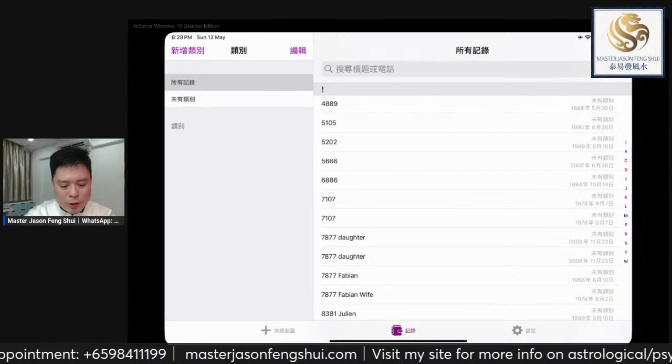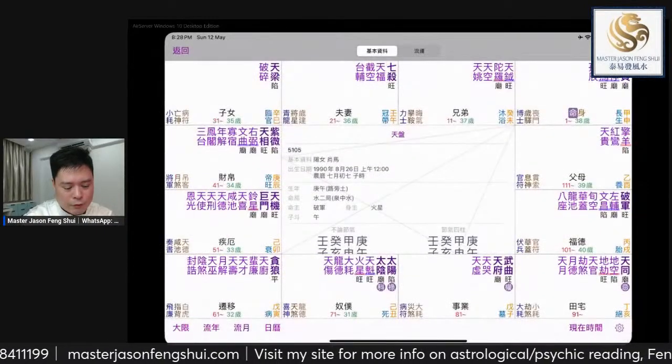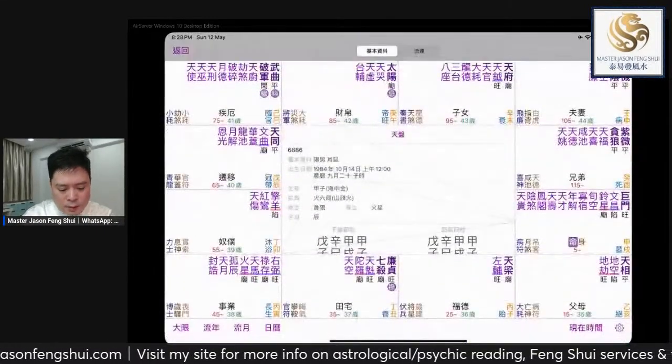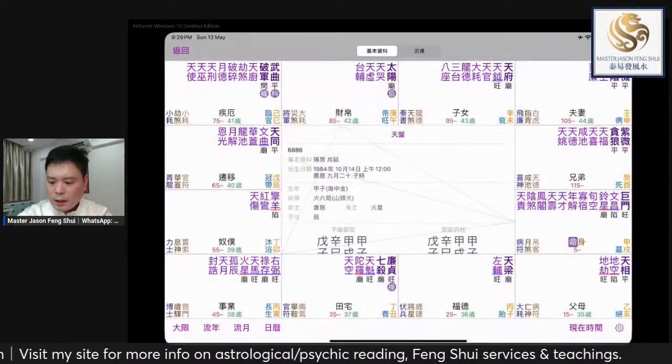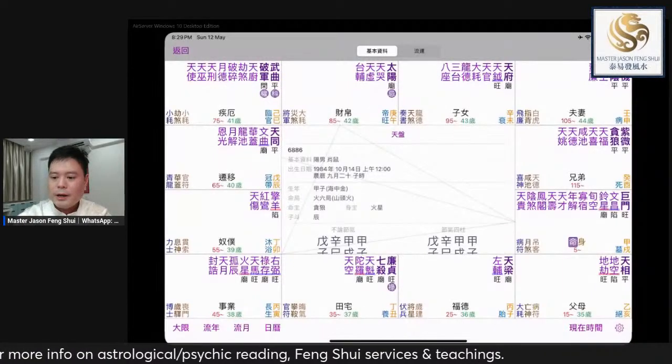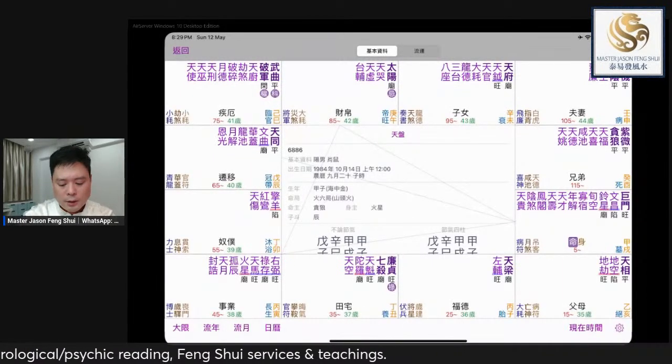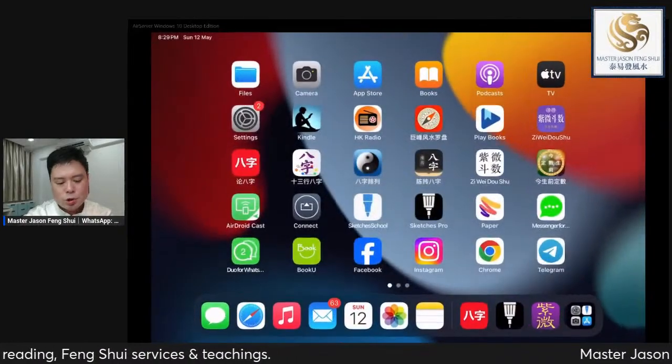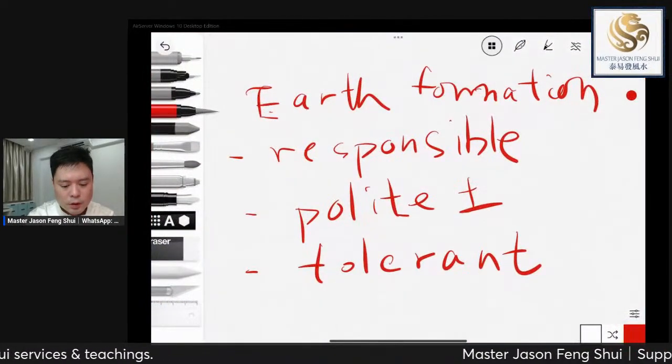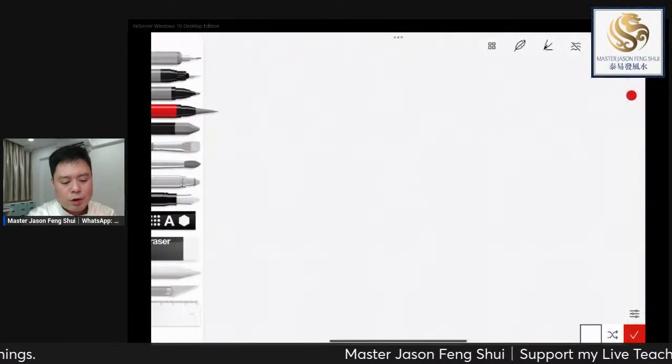So the next one I'm going to talk about, I have talked about the water one. Perhaps I will talk about the fire. Sorry about my sore throat and my cough. The next one I will talk about is the fire formation.